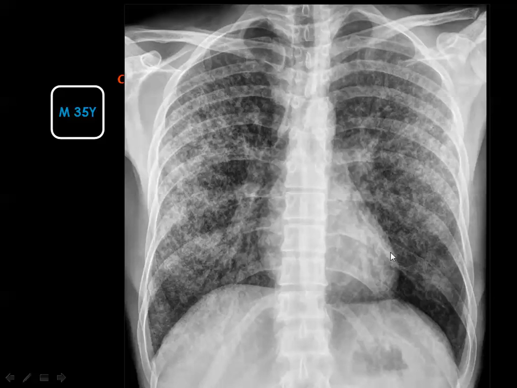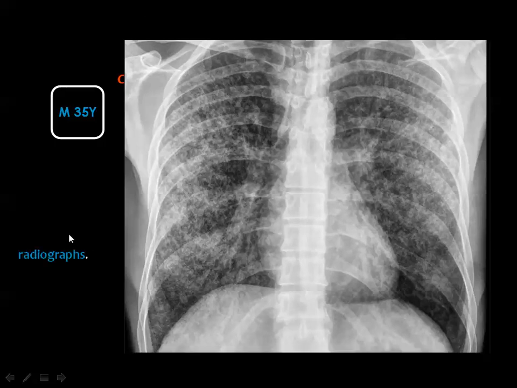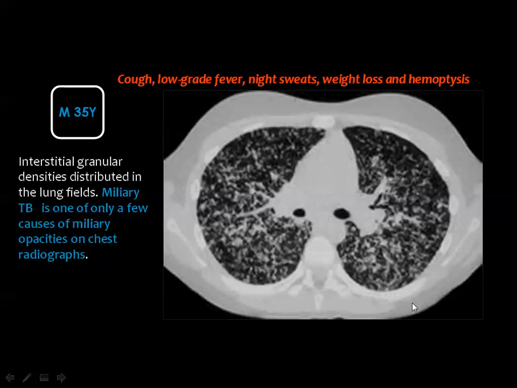And if you remember, I have mentioned that if you are not able to identify the pattern of the disease from the chest X-ray, and this is frequently seen in clinical practice, then you should go to the high resolution CT. At that time, you can see that there are miliary nodules randomly distributed throughout the lung in a patient with cough, low-grade fever, night sweats, weight loss, and hemoptysis. Then this was miliary tuberculosis.